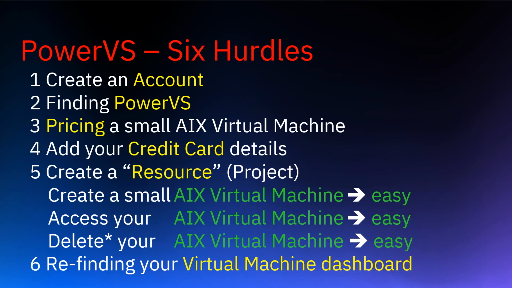We have to create an account, we have to find PowerVS, we can then do a price of a virtual machine, we have to add a credit card, we have to create this thing called a resource. It's very unobvious what that's about. I just call them sort of projects. And then the actual creating of an AIX virtual machine, accessing it and deleting it, is the very easy bit. That's fairly straightforward once you get through all the others. Finally, we'll end up with a little hint that if you're off in the documentation and you want to get back to your virtual machines, there's a quick way of finding the dashboard.